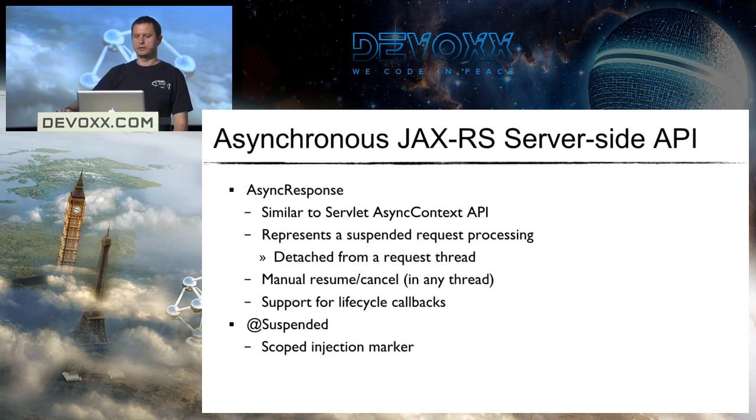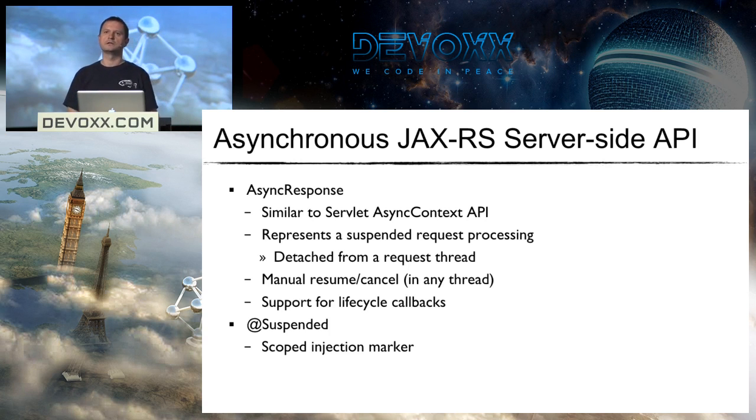So what we did is that we are creating a concept of the async response, which is similar to the async context API in the servlet. And the idea is that we need to be able to represent the suspended connection, which is detached from the I/O container thread. So when the request comes, we don't want the container to think that we are going to send back the response on the same thread. We want to let it know that okay, give me the suspended connection, which is detached from the thread, and I will just send the response back from any other thread.